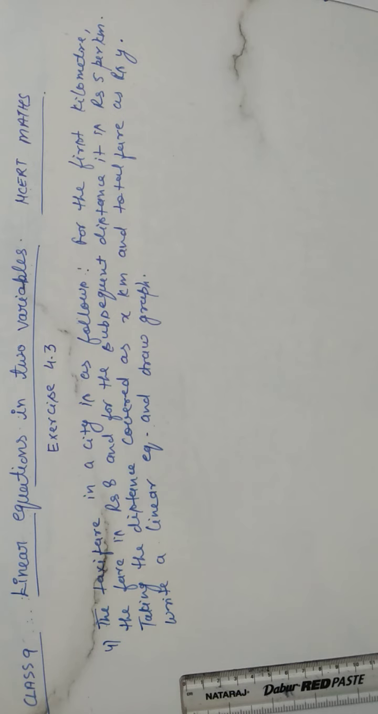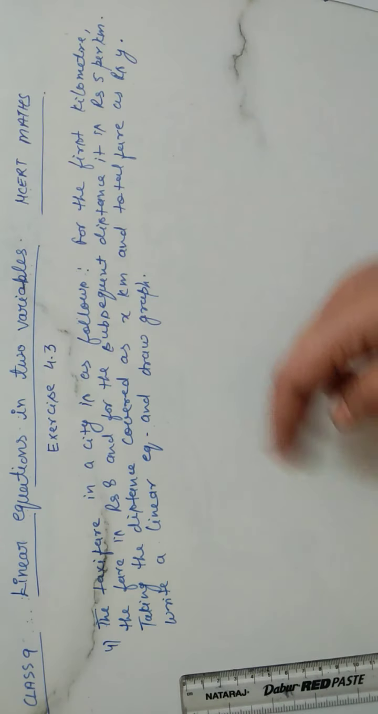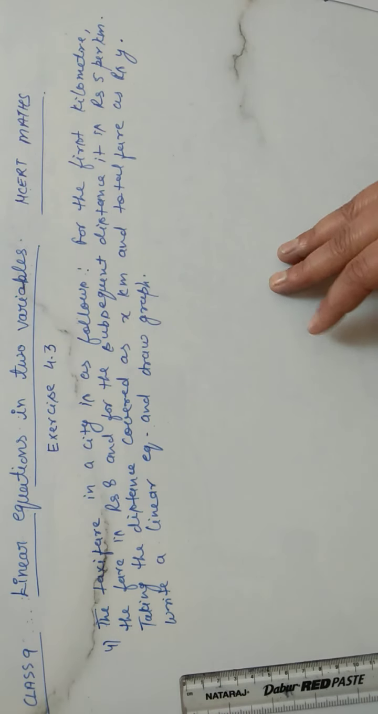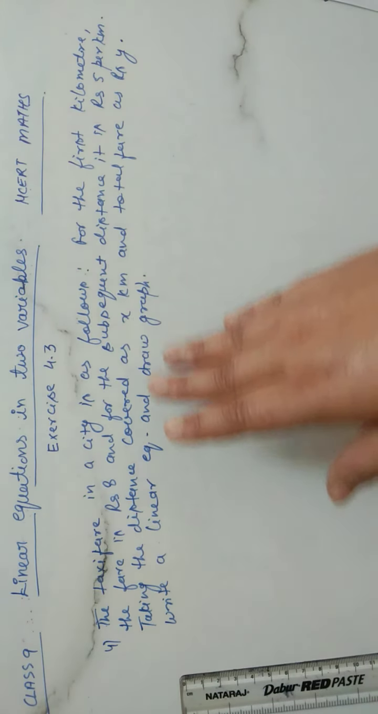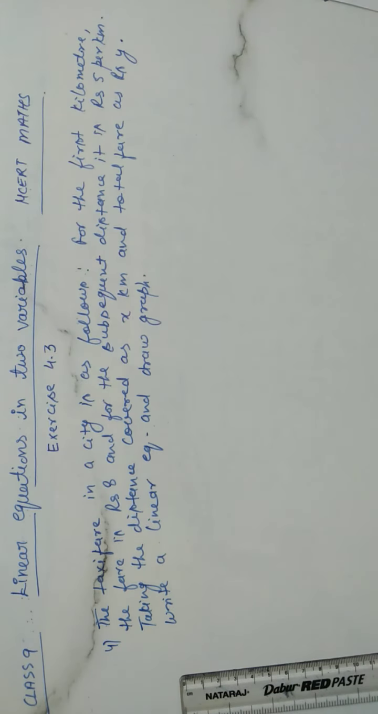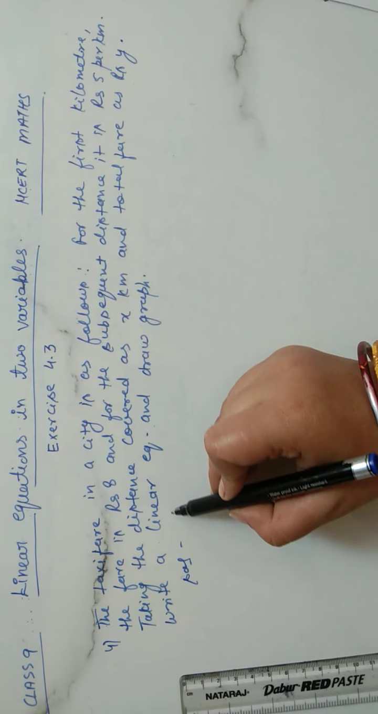A statement is given to us that a taxi fare in the city is as follows: for the first kilometer we have to pay rupees 8, and for the subsequent distance we have to pay rupees 5 per kilometer. We have to take the distance covered as x and total fare as y. So we have to write the linear equation as well as draw its graph. Okay, so what is given to us? Just see the solution.